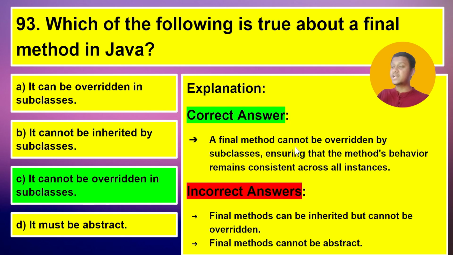As you can see, a final method cannot be overridden by subclasses, ensuring that the method's behavior remains consistent across all the instances. Other options are incorrect because final methods can be inherited but cannot be overridden. Final methods cannot be abstract.